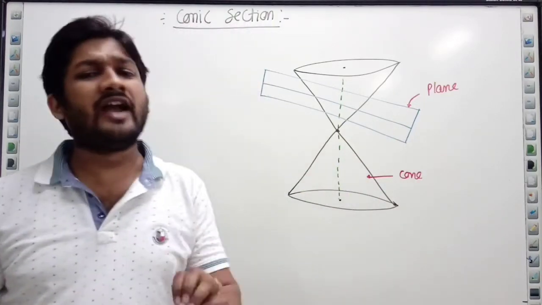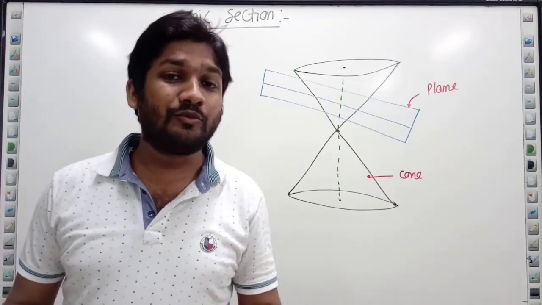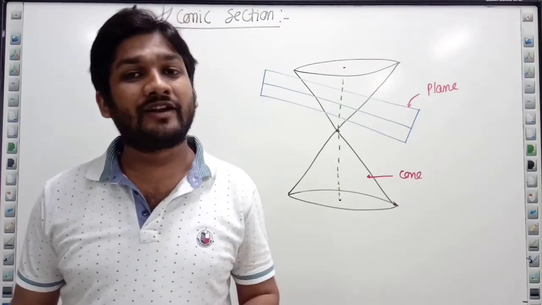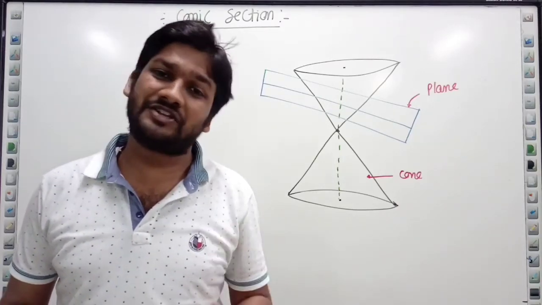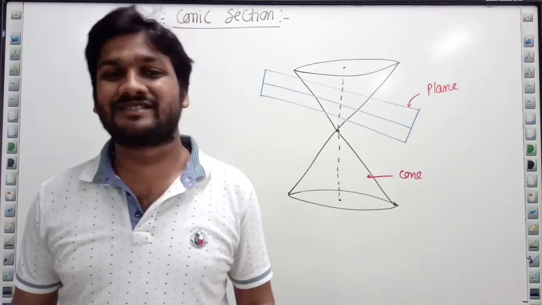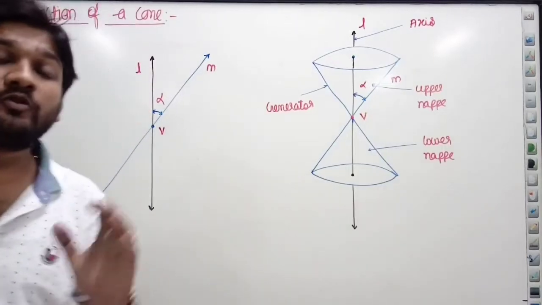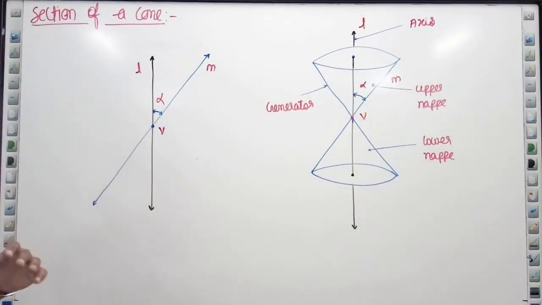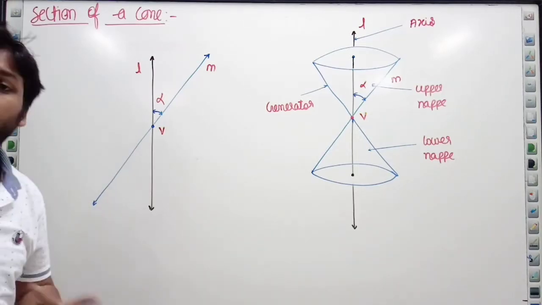These curves have very wide applications in the field of planetary motions, reflectors in flashlights, automobile reflectors, and many other areas. They have vast applications. Now let's start the detailed discussion. Now we are going to discuss the section of a cone, right? How the cone is generated, all those things we are going to discuss.